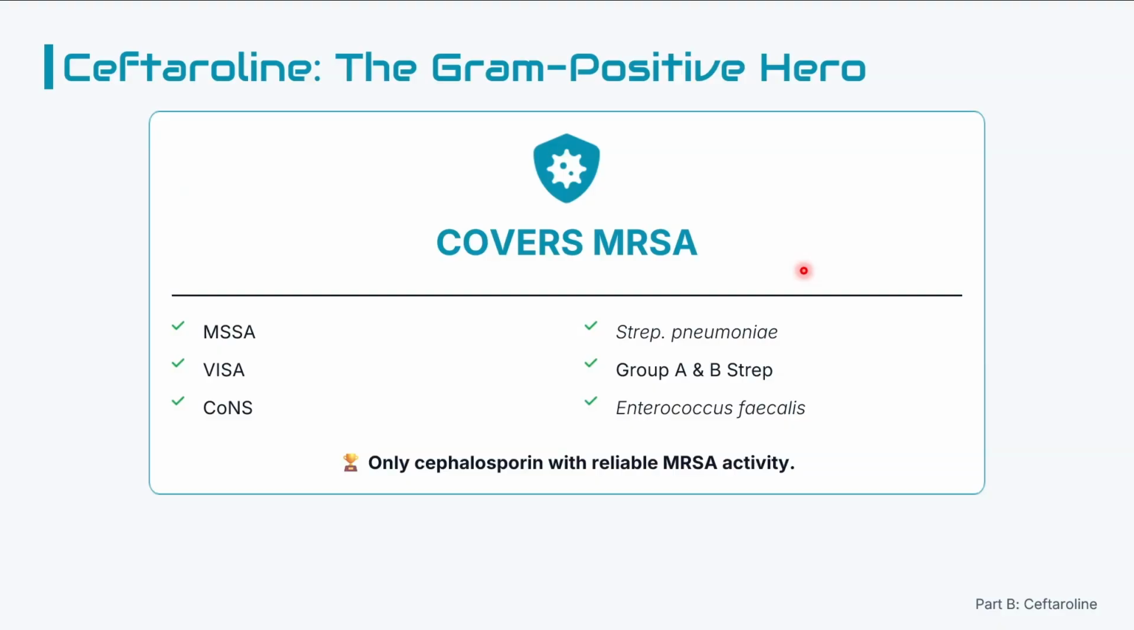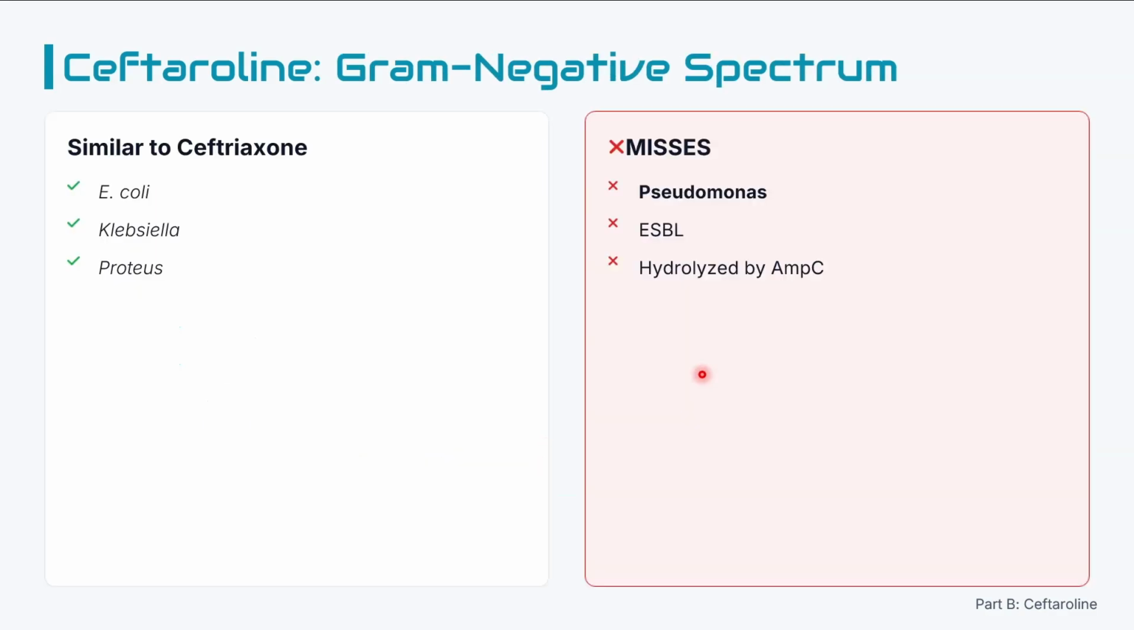It is mainly a gram-positive workhorse. It is also considered the gram-positive hero. It covers MRSA. That is the most major advantage of this group of drugs. It can also cover MSSA, coagulase-negative staph, vancomycin-intermediate organisms, Streptococcus pneumoniae, Group A and Group B Streptococcus, Enterococcus faecalis. So it is the only cephalosporin with reliable MRSA activity.